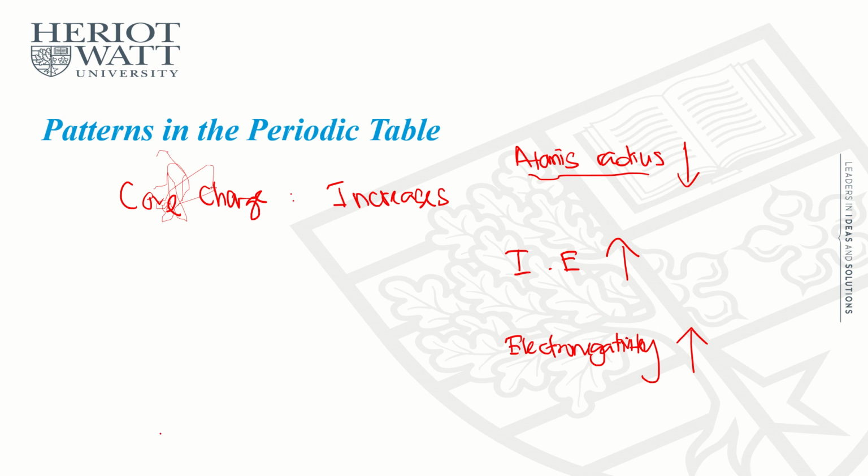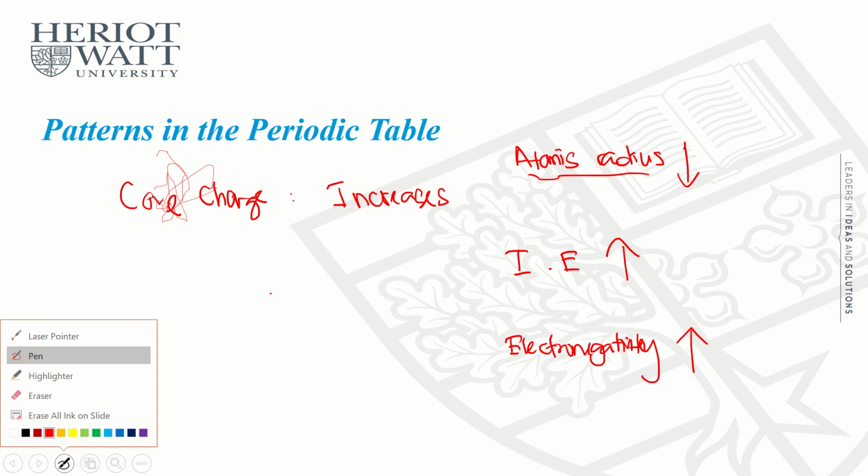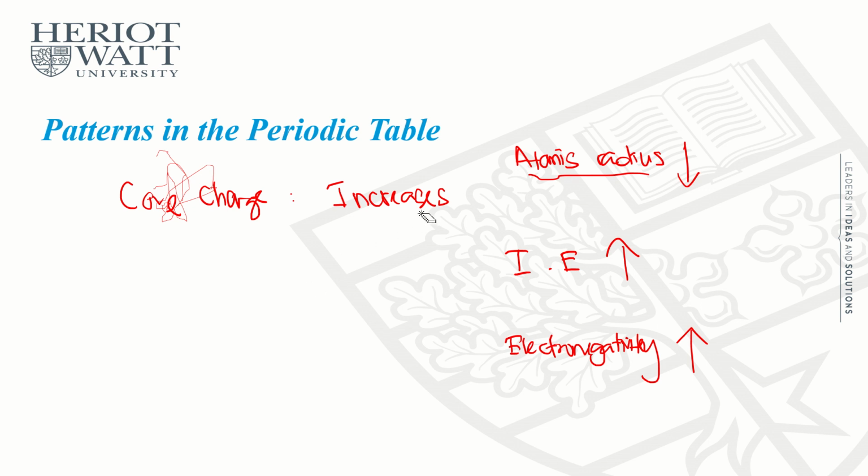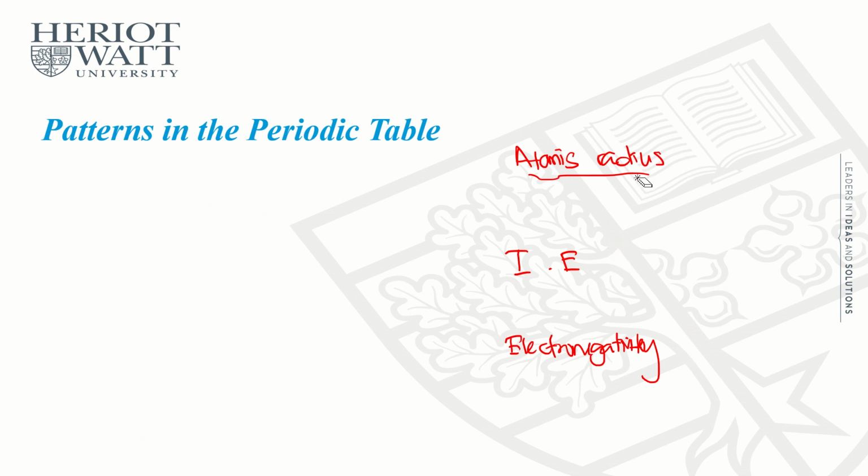Next, we look at shielding effect. Now, how does shielding effect actually affect the three properties here? We have atomic radius, electronegativity, and ionization energy. Let's look at shielding effect.